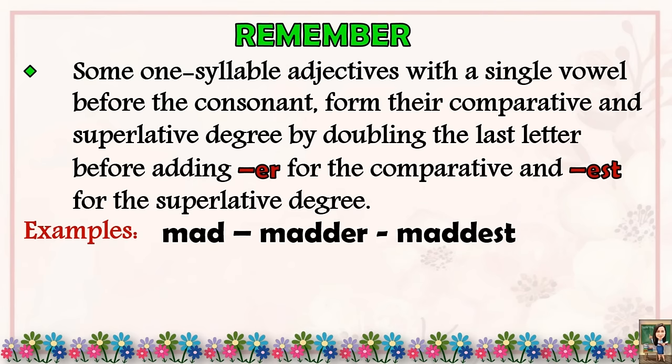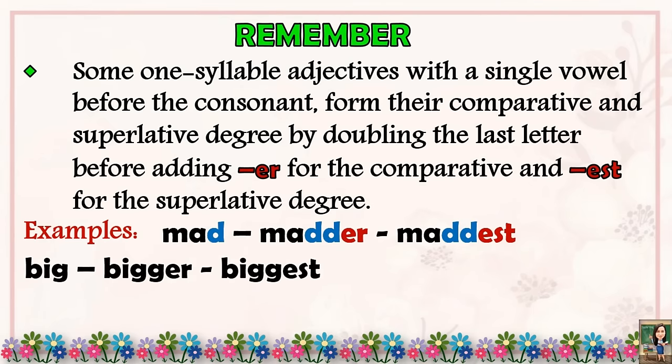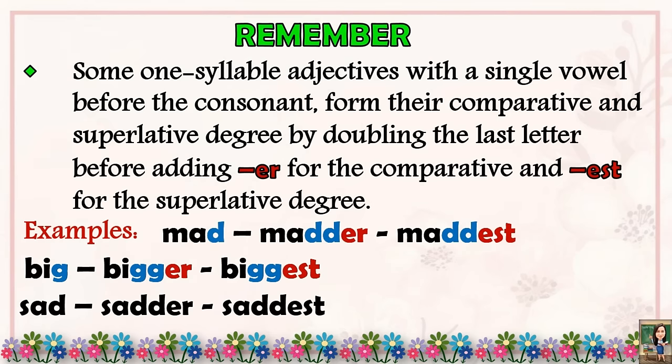As you can see in positive degree, the last letter of mad is D. So we are going to double the letter in the comparative degree and superlative degree. So in comparative degree, the last letter is doubled and we add ER. In superlative degree, the last letter is doubled, then we add EST. Mad, madder, maddest. Same with this example, big, bigger, biggest. The last letter, G, is doubled in comparative and superlative degree. Big, bigger, biggest. Same with this example, sad, sadder, saddest.